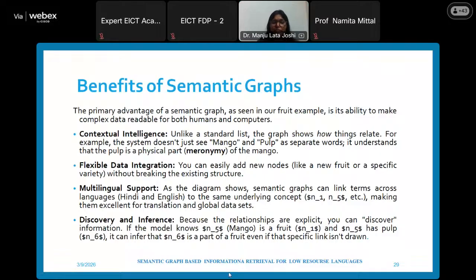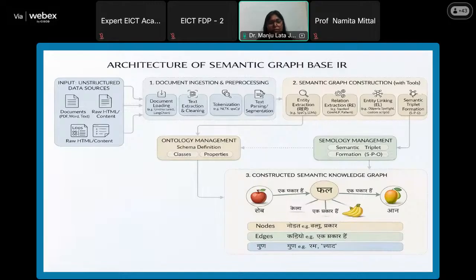Multilingual support: in our ontology diagram, I have shown the names in different languages, so multilingual support can be there. Discovery: because the relationships are explicit, you can discover information. So these are the benefits of semantic graphs.